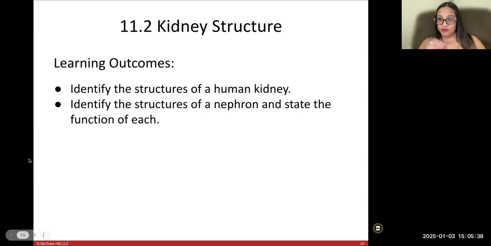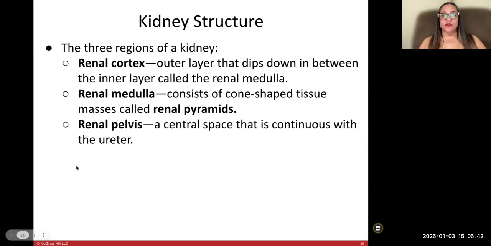And then we're going to talk more specifically about the structure of the kidney. So there are 3 regions. The renal cortex is the outer layer that dips down in between the inner layer, called the renal medulla. The renal medulla consists of cone-shaped tissue masses called renal pyramids, and the renal pelvis is a central space that is continuous with the ureter.